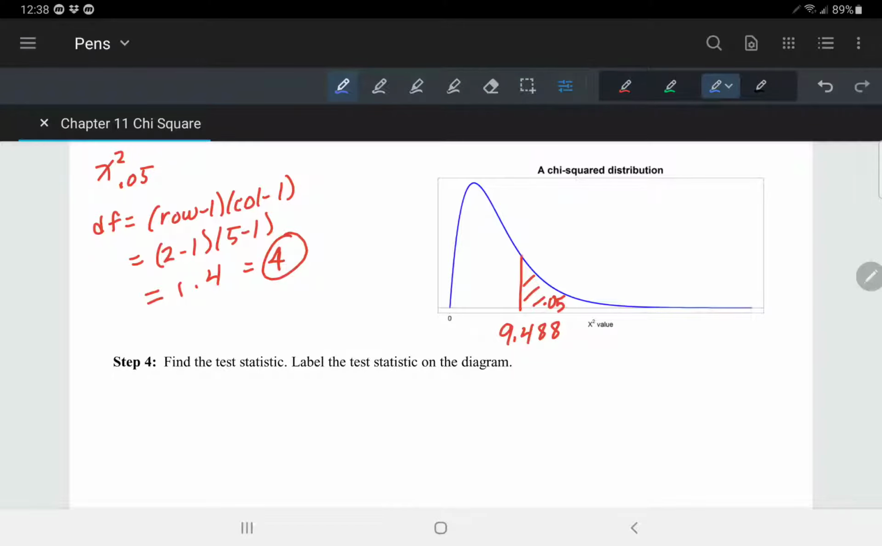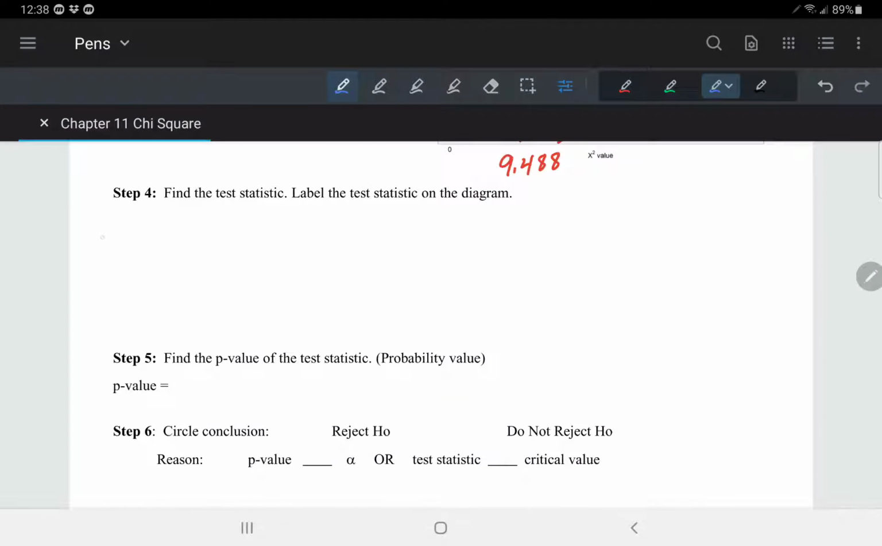After that, we'll find the test statistic, and we'll let our calculator take care of it. Remember, chi-squared is equal to the sum of the observed minus the expected values, squared, divided by the expected. And we would have to do that for every single cell. So this is definitely where we'll let the calculator handle it.